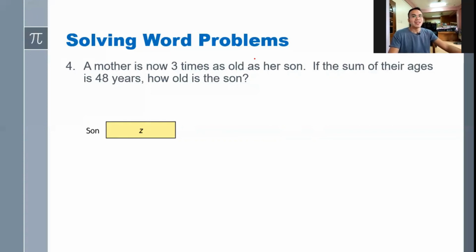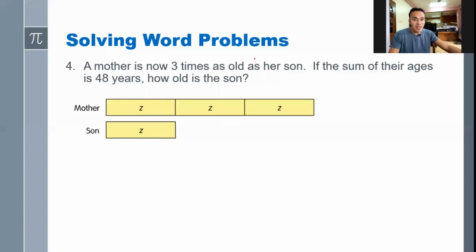So the model to represent mother's age is going to be like this, 3 times the son. If the sum of their ages is 48, it means altogether the total of their ages is 48. How old is the son? We're looking for this one. We're looking for the value of 1z.